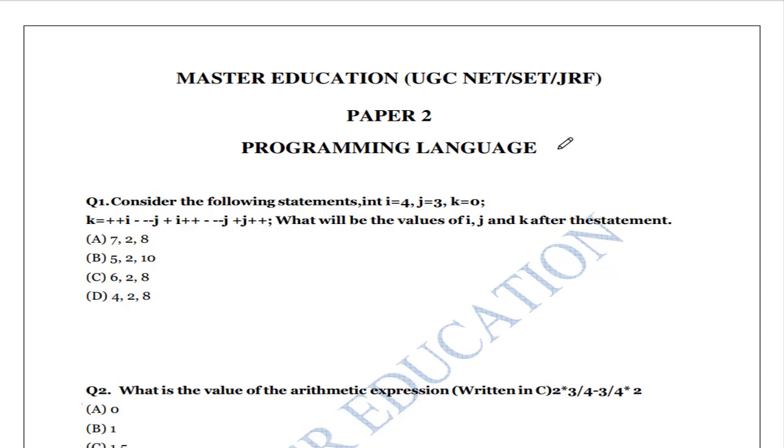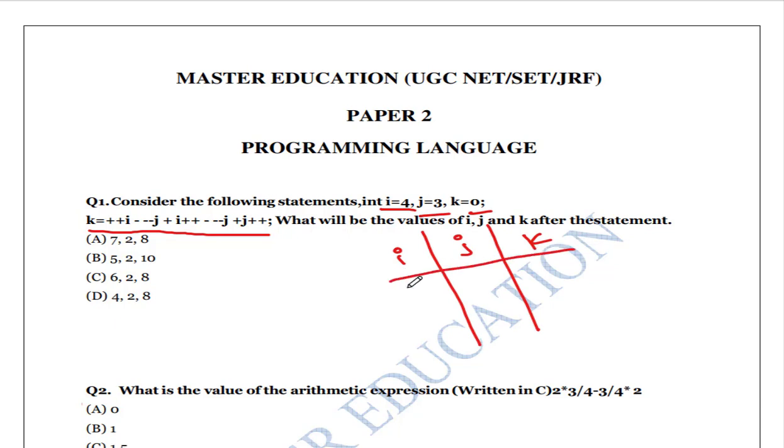Yes, let's go. The first question: consider the following statements: integer i equal to 4, j equal to 3 and k equal to 0. And then they give an expression, k equal to ++i - --j. What will be the values of i, j and k after the statement? For these types of questions, first you have to draw the memory locations: i, j and k. Initially the value of i is 4, j is 3, k is 0.